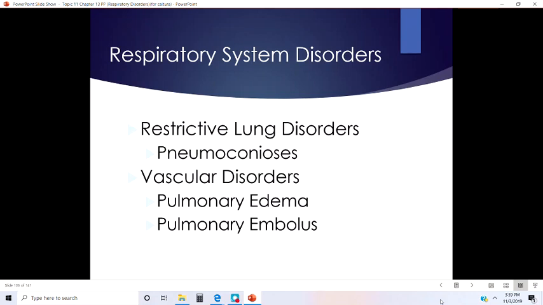In this lesson, we'll take a look at restrictive lung disorders, specifically a group of disorders known as pneumoconiosis, which limits the expansion of the lung. And then we'll finish up the lesson by taking a look at some vascular disorders, pulmonary edema and pulmonary embolism.